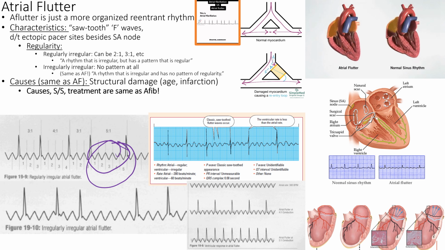Sometimes it is organized, meaning it's a regular rhythm, where it has a pattern to it. It has F waves, which are flutter waves. Atrial flutter is the only rhythm that has F waves. So you have flutter waves here. You see you have 3 there, 3 there, 3 there. Sometimes like that for a long time, 3, 3, 3, 3, 3, all the way through. Sometimes it goes back and forth, 3, 2, 3, 2, 3, 2. Sometimes it has no pattern, 3, 2, 5, 1.